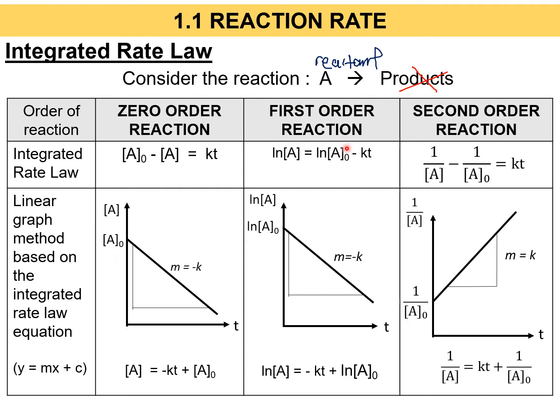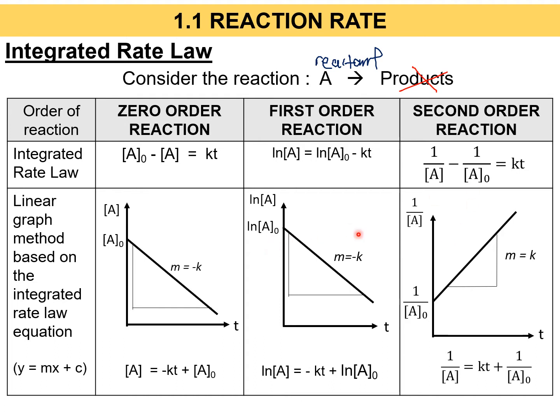Alright, so for first order reaction, if you want to make a linear graph, y equals mx plus c, your y-axis for first order reaction must be natural log concentration of your reactant. Okay, and then the x-axis must be time. Alright, and when you rearrange this equation according to y equals mx plus c, you will find that your gradient will be equal to negative rate constant k. Alright, and your y-intercept will be natural log concentration of your reactant initial.